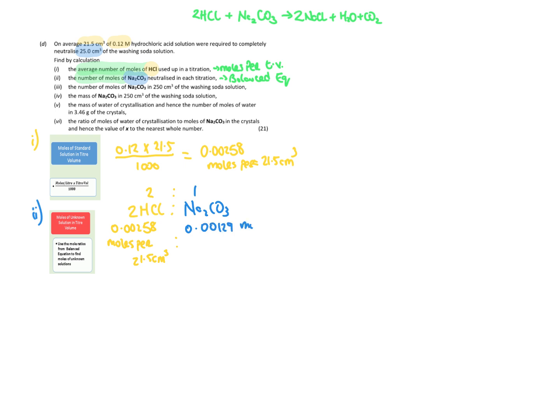0.00129 moles of my sodium carbonate, but this is per the titer volume of the sodium carbonate, and we know from up here that that is 25 centimeters cubed. So that is 0.00129 moles per 25 centimeters cubed, and it's very important that you check your volumes when you are doing first principles and that you're matching them up correctly with your acids and your bases. So that is the answer to part 2.